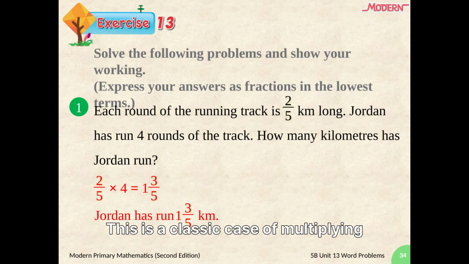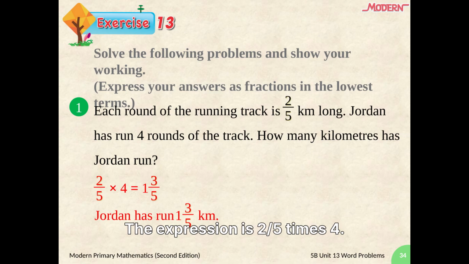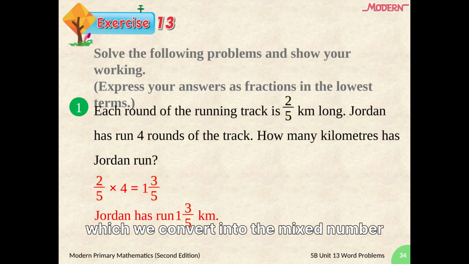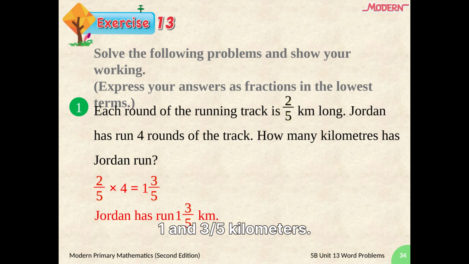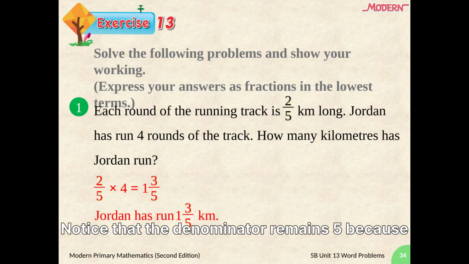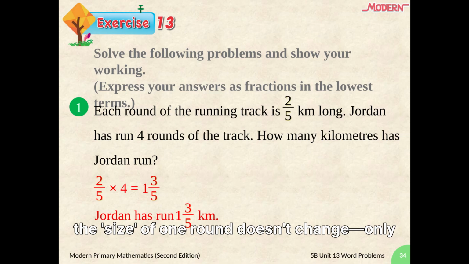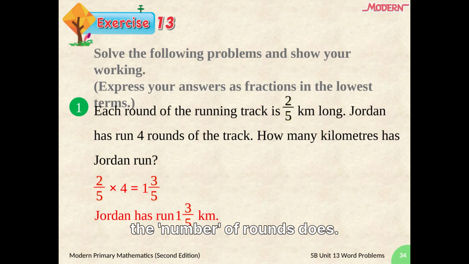This is a classic case of multiplying a fraction by a discrete whole number quantity. The expression is 2/5 times 4. When we calculate this, we get 8/5, which we convert into the mixed number 1 and 3/5 kilometers. Notice that the denominator remains 5 because the size of one round doesn't change, only the number of rounds does.